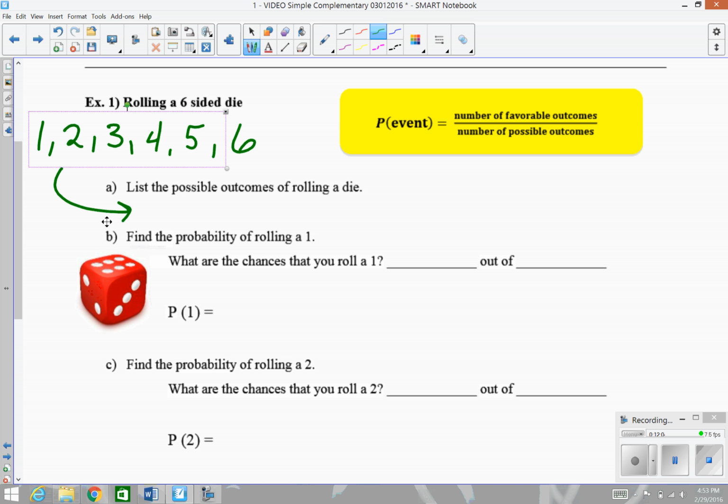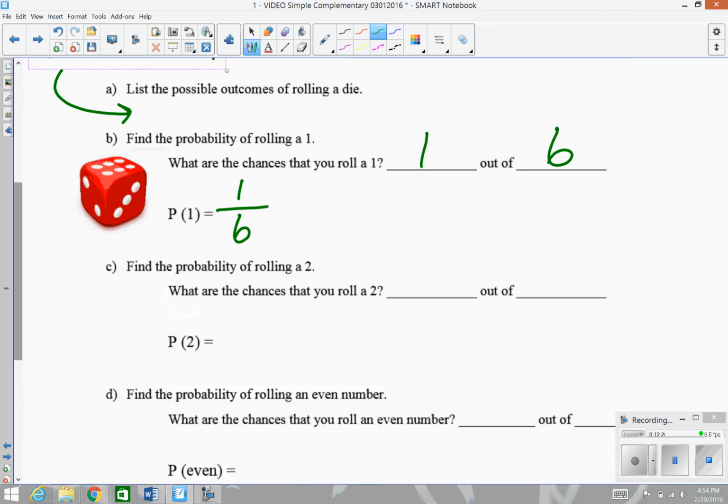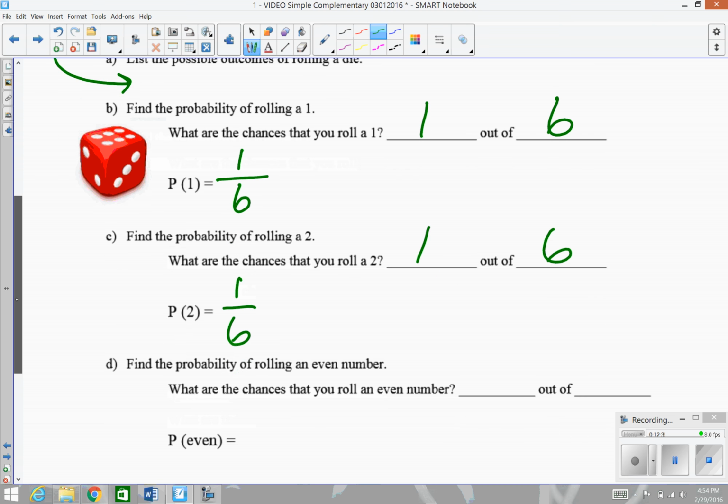What are the chances that you roll a 1? Well, how many 1s are there? 1 out of how many possible values could you get? 6. So we would say the probability of rolling a 1, that's what this notation means, is 1/6. Probability of rolling a 2. How many 2s are there? 1 out of 6. So again, probability of 1/6.